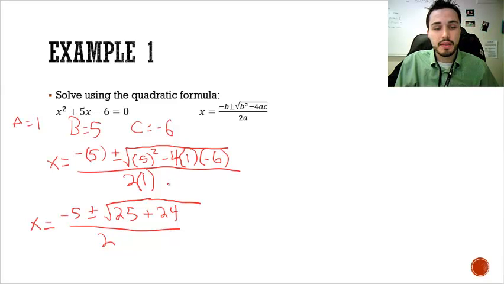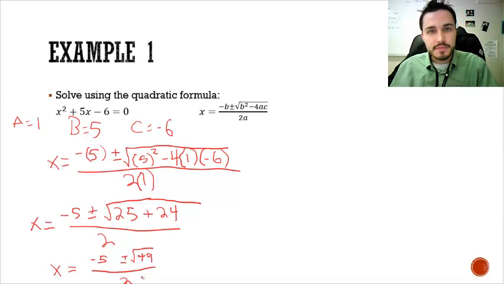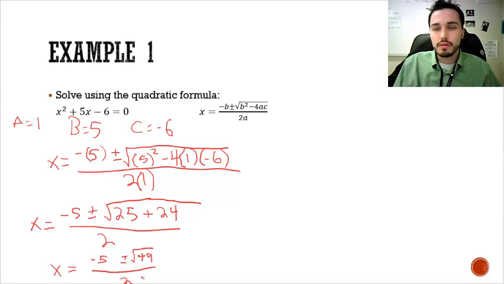I can add these together. 25 and 24 make 49. So x equals negative 5 plus or minus the square root of 49 over 2. Now, what is the square root of 49? 7. So over here, we'll say x equals negative 5 plus or minus 7 over 2.